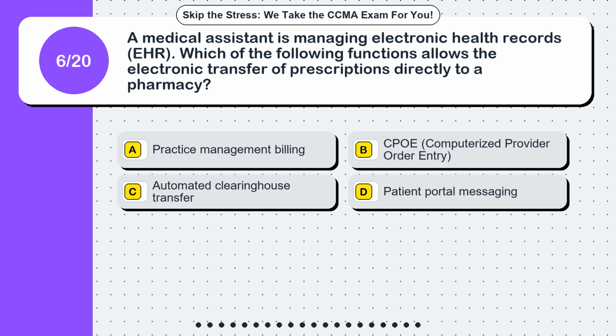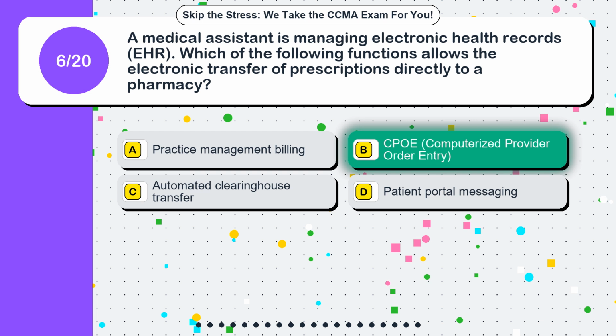Question 6. A medical assistant is managing electronic health records, EHR. Which of the following functions allows the electronic transfer of prescriptions directly to a pharmacy? Option A. Practice management billing. Option B. CPOE, computerized provider order entry. Option C. Automated clearinghouse transfer. Option D. Patient portal messaging.